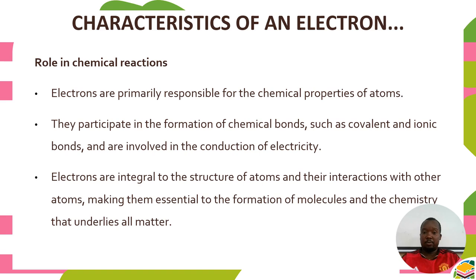So chemical bonds include covalent and ionic bonds, and electrons are involved in the conduction of electricity. The electrons are integral to the structure of atoms and their interactions with other atoms, making them essential to the formation of molecules and the chemistry that underlies all matter. So in summary, these electrons are the ones which take part in chemical reactions. In all the chemical reactions which take place, the electrons are involved.